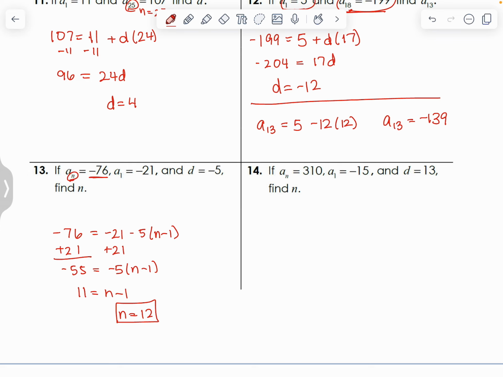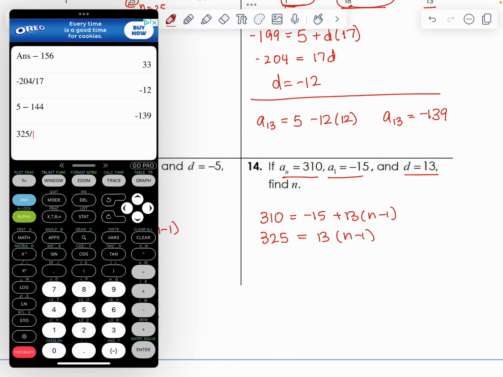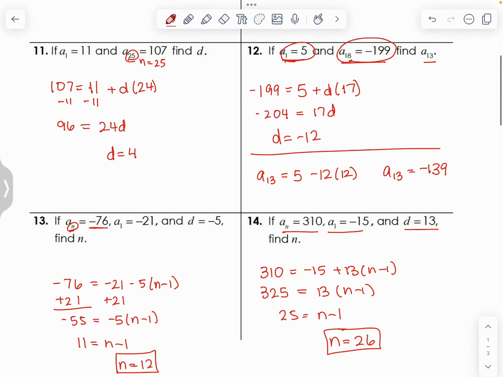All right, last one on the front page here. So a sub n is the term. We know the first and we know d, but we don't know n. So very similar to this last one. So we're going to start at 310 as the outcome of beginning at negative 15, adding 13 times n minus 1. So if I add, I get 325 equals 13 times n minus 1. And we'll do our division of 325 divided by 13. And that gives me 25 equals n minus 1. So n equals 26. And that's it. So this is our strategy, working through the arithmetic.